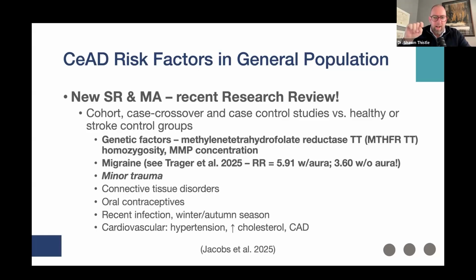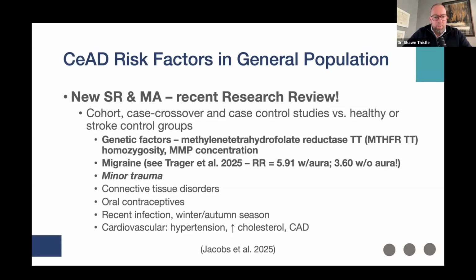These people had a pretty high risk of this sort of condition, and there is a prevailing thought in the dissection literature for cervical arteries that there is a strong genetic component to this. Our colleague from the United States, Dr. Robert Traeger, has also done a recent study looking at migraine and found a relative risk for cervical artery dissection of 5.91 if they have an aura and 3.6 without an aura. That means they're almost 6 times more likely to experience a cervical artery dissection if they have a traditional classic migraine with aura, which is something we'll talk about in the next section and something that we should be aware of in our clinical practice.